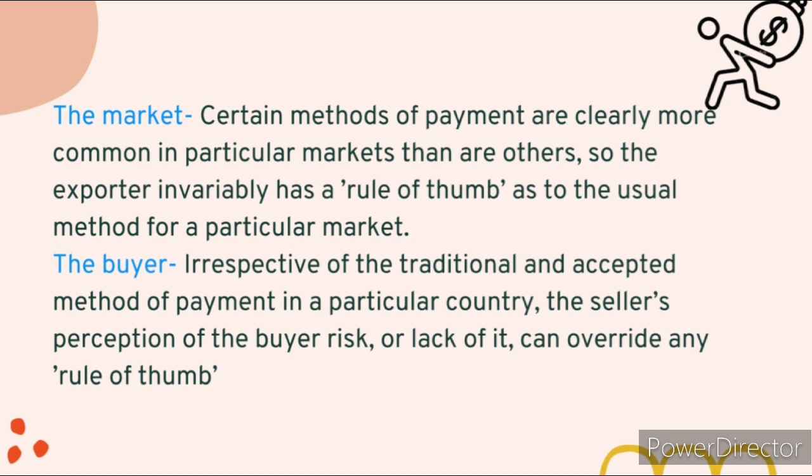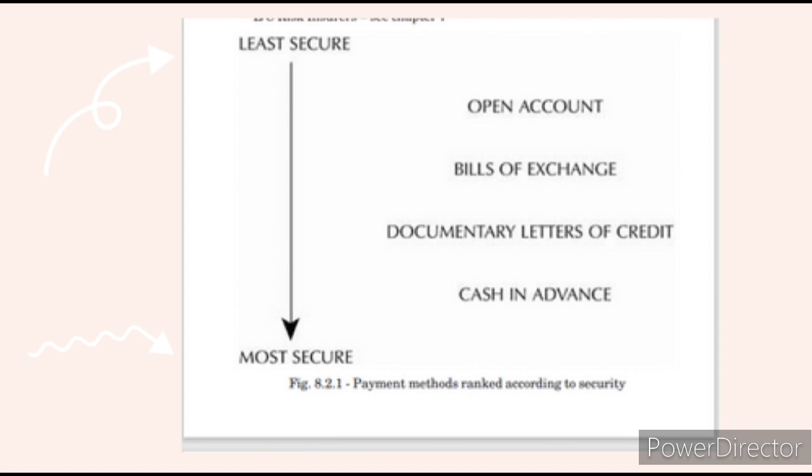Companies like Standard & Poor's and Moody's can provide long-term ratings of countries, and also of large corporations like banks. For the typical exporter, shorter-term ratings are obtainable from Dun and Bradstreet and other specialized agencies. This figure shows the payment methods ranked according to security, from least secure to most secure. First is the open account, then bills of exchange, documentary letters of credit, and cash in advance.